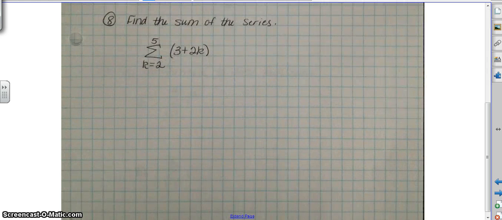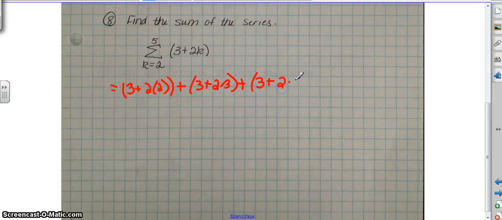Example number 8 is very similar to the last example that we did. However, the index is starting with 2. So that means first I put in 2, then I put in 3, 4, and stop at 5. So this is equal to 3 plus 2 times 2, plus 3 plus 2 times 3, plus 3 plus 2 times 4, plus 3 plus 2 times 5.